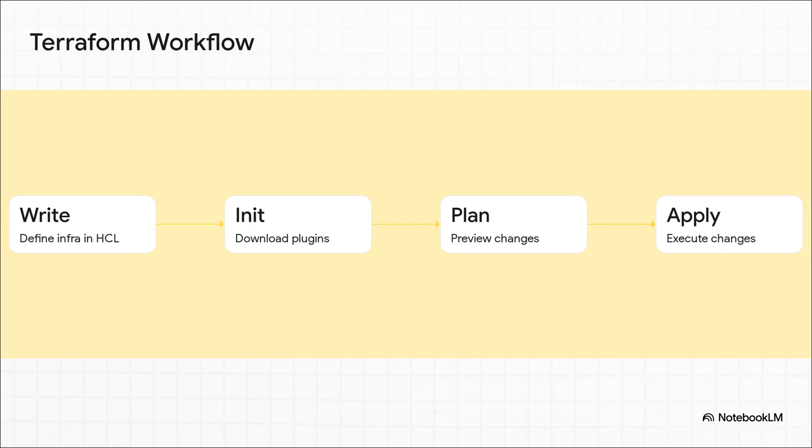First, you just write your infrastructure code using HashiCorp Configuration Language, or HCL. Next, you run your init command to initialize the environment and pull down the necessary plugins. Then you generate a plan. And this is great because it lets you preview exactly what's going to be created, updated, or deleted before you commit. Finally, you hit apply, which executes the changes and actually provisions your infrastructure in reality.